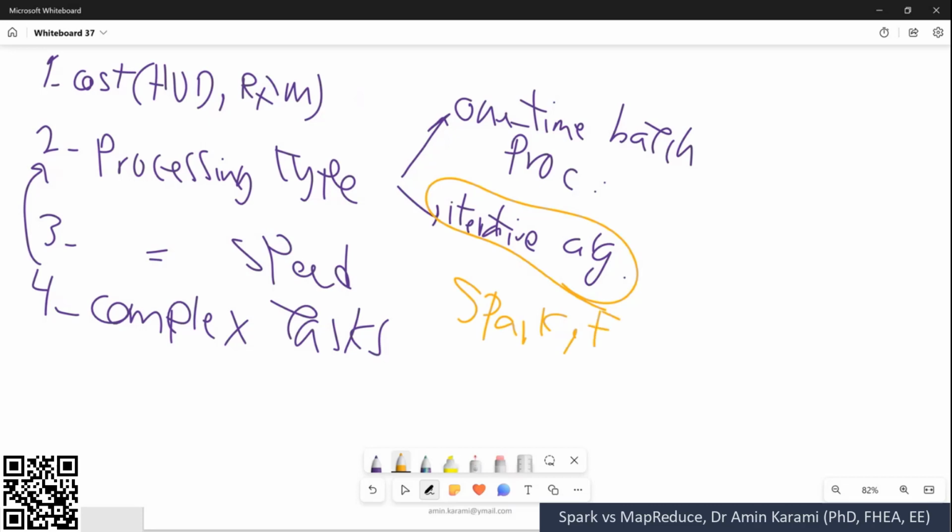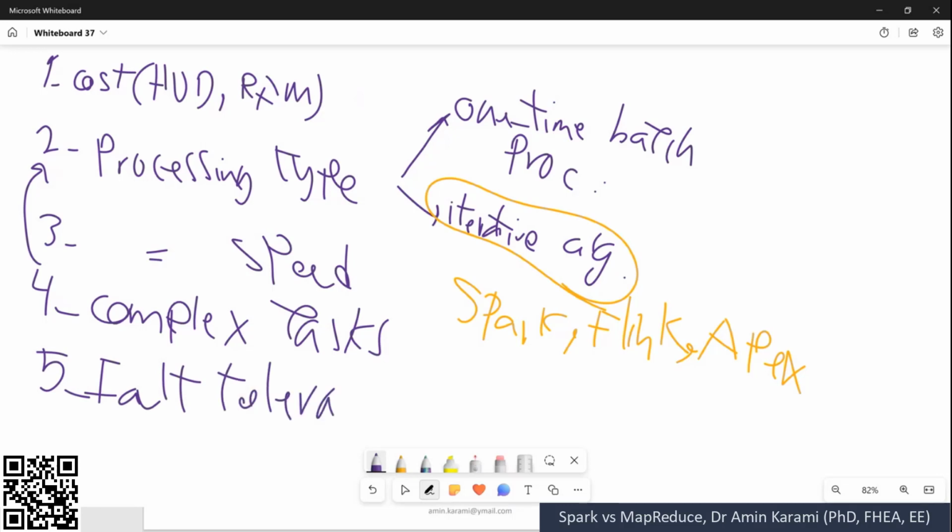Apache Flink, even Apache Apex, right? These are really great choices that provide better performance as compared to MapReduce for complex tasks.